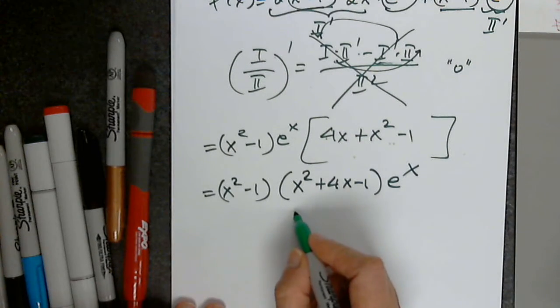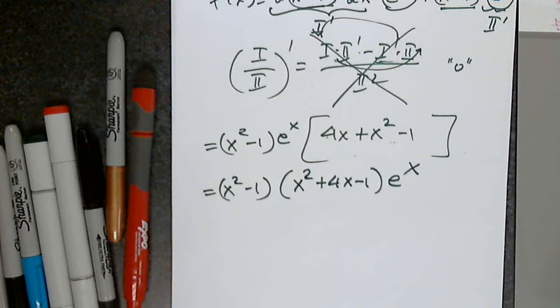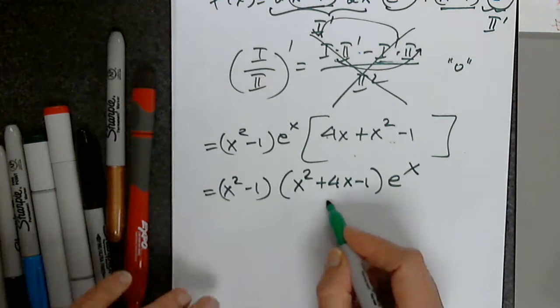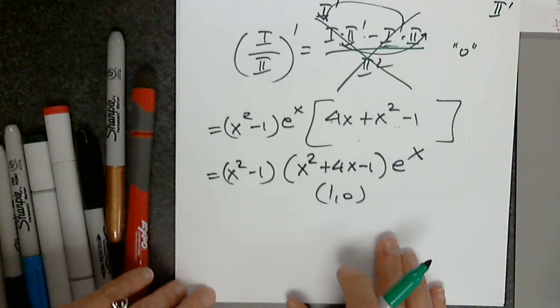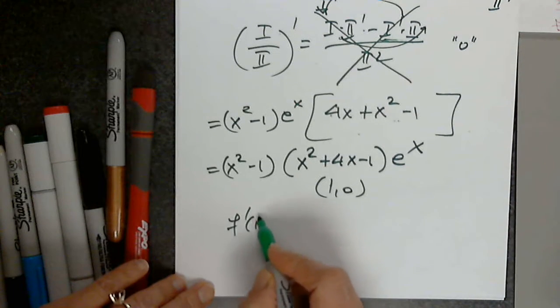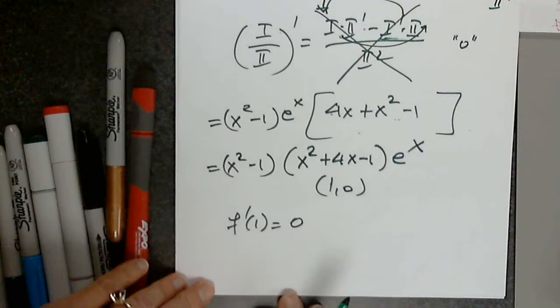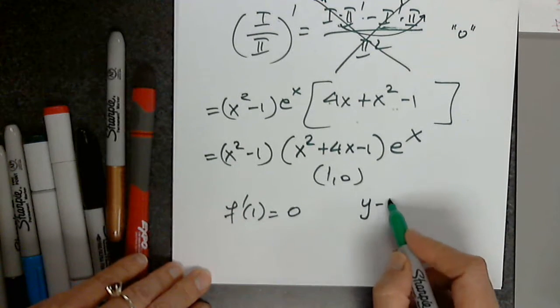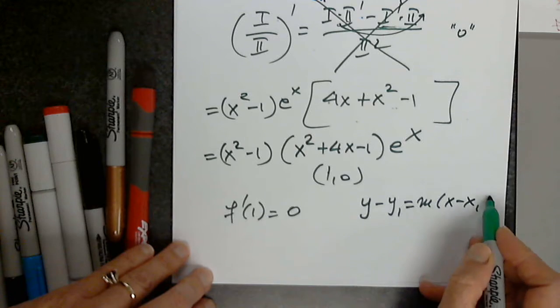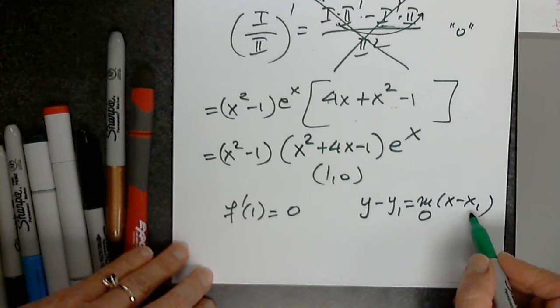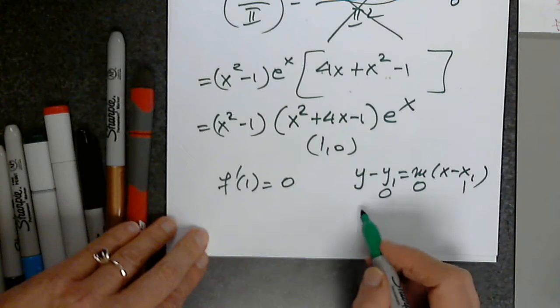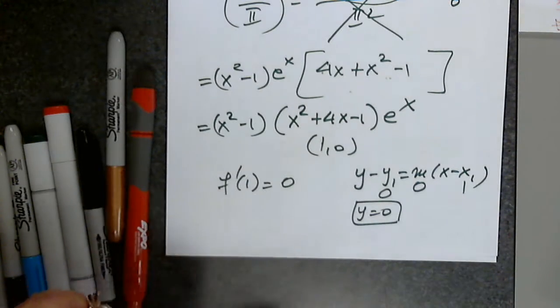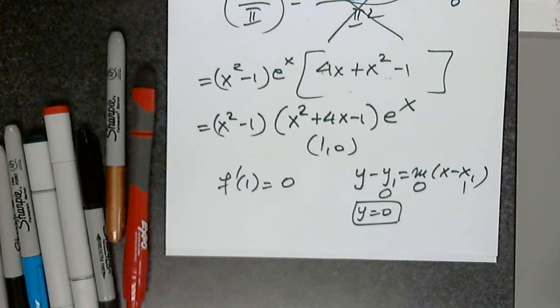So in order to determine, what was the point given? It was given 1 comma 0. So in order to determine the equation of the tangent line, I have to find f prime of 1. But f prime of 1 turns out to be 0. So then I have y minus y1 equals the slope times x minus x1, where this is 0, this is 1, and this is 0. So then y equals 0, which is the horizontal line, the x-axis, is the equation of the tangent line to the graph of the function at the point 1 comma 0.